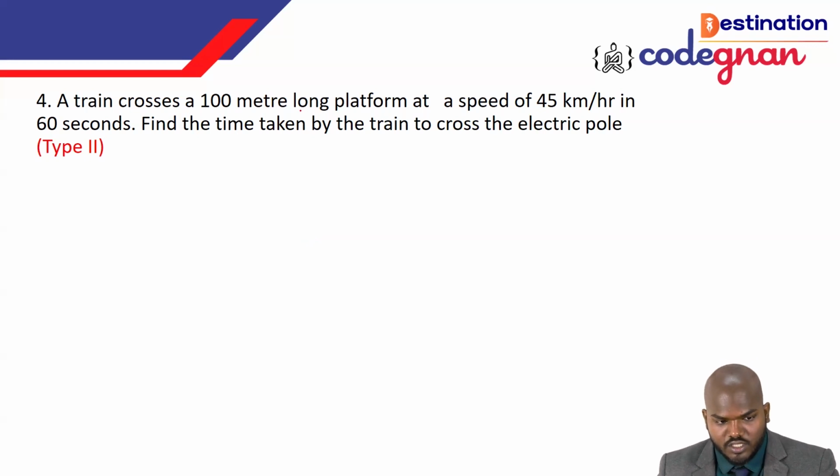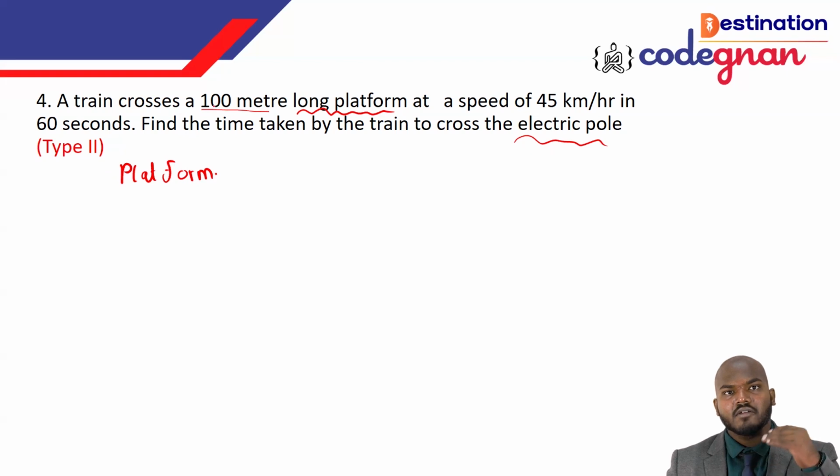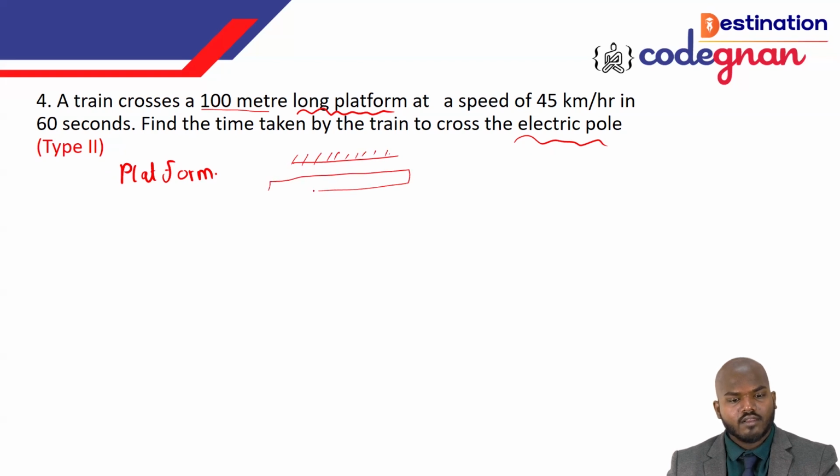The thing is, they have given the length of the platform and the electric pole. This question is a little bit interesting to solve. I'll break it down into the platform and the electric pole. The platform I can make like this. What is the thing they have given? A 100-meter long platform, but they didn't give anything about the train. Platform means like this, so the train will be like this.